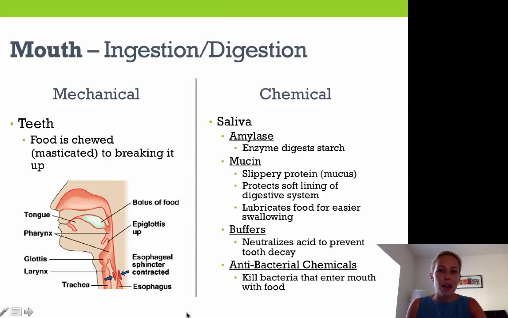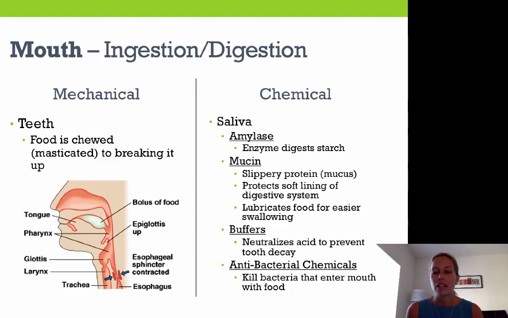So I'm going to go back to the mouth and we're going to walk through each part of the digestive system. So with the mouth, we have ingestion, and we begin the digestive process. There are 2 types of digestion that take place in the mouth. We have mechanical digestion and we have chemical digestion. Mechanical digestion is your teeth. Your food is being chewed, it's being masticated, that's another word for chew, to break it up into small pieces. Now, meanwhile in the mouth, there's also some chemical digestion going on as well.